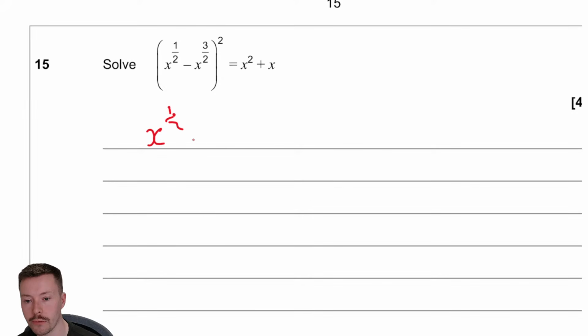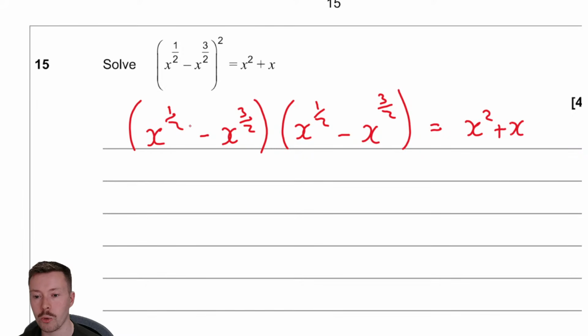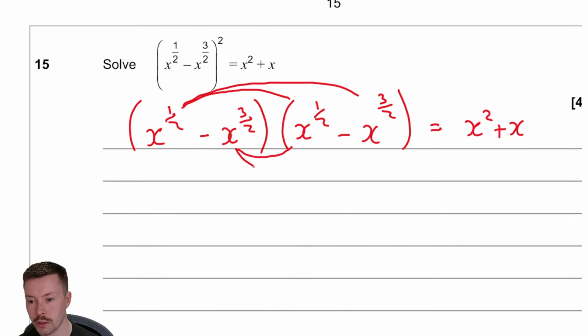So x to the power of a half minus x to the 3 over 2, times by the same thing, x to the power of a half minus x to the 3 over 2, equals x squared plus x. So when we multiply, remember you add your powers. So if I do the claw method, I'm doing this one times this, this times this, this times this, this times this. x to the half times x to the half is x to the power of 1. A half add a half is 1. A half add 3 over 2 is 4 over 2, which is 2. So we get add x squared.